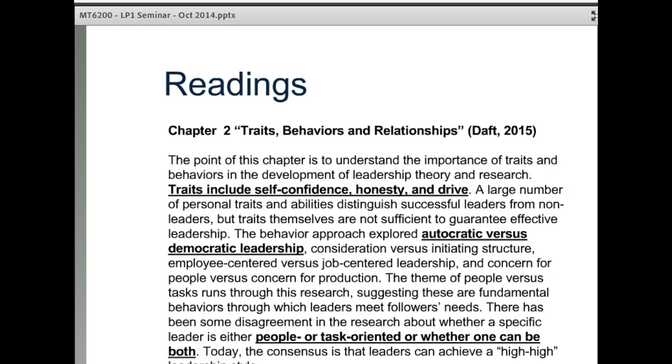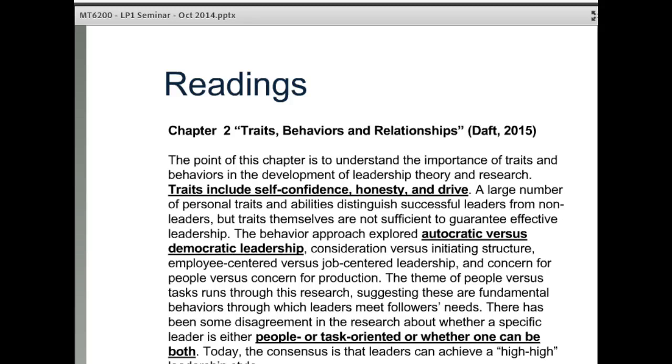Okay, also chapter 2, the traits, behaviors, and relationships. So the traits include self-confidence, honesty, and drive. Self-confidence is so important. You can't lead others until you're confident with yourself. And if you see leaders who lack that self-confidence, then they really can't lead anybody else, because they're only looking over their shoulder, or they're looking for things that people are doing wrong. And most of the leaders today in your organization, they're very at peace with themselves. They understand that we're not perfect and we make mistakes.